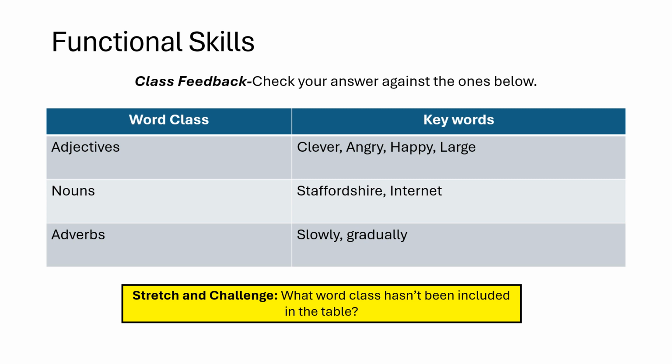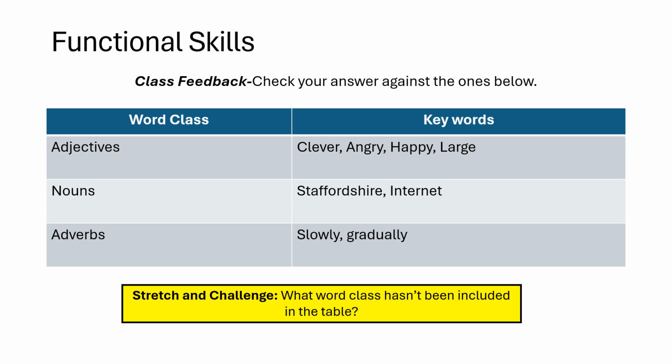So first of all, if we look at adjectives, we've got words like clever, angry, happy, and large. If you're not too sure what we mean by adjectives, these are words that are used to describe a noun. Next we have nouns. These are a person, a place, or an object or a thing. You also have abstract nouns, which are a little bit more complicated, which we'll go into in more depth in the next video. We have for our nouns Staffordshire and internet. Both of these are physical things, although slightly different in the ways they have been described.